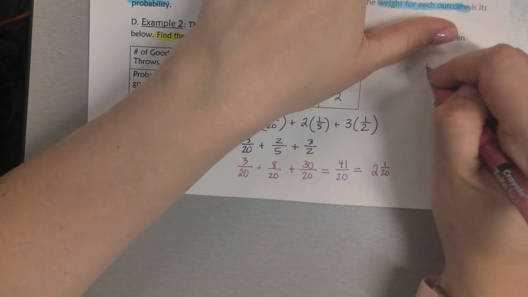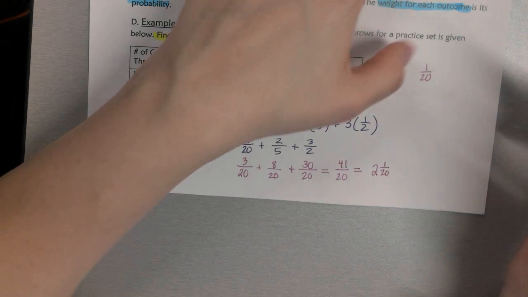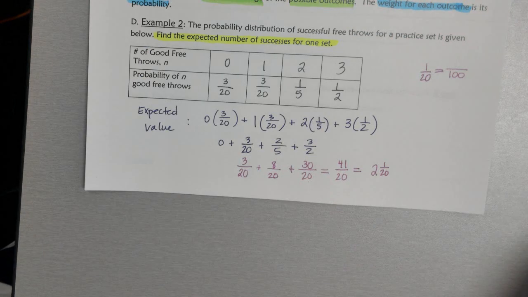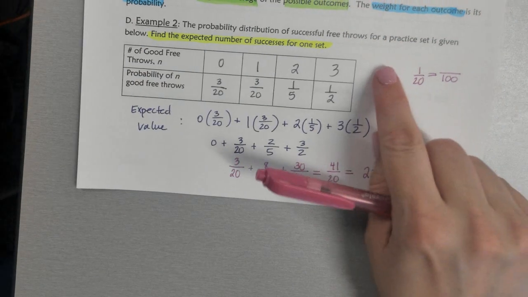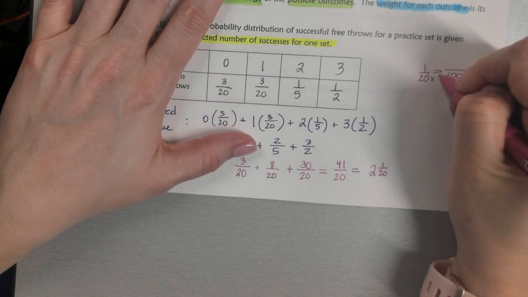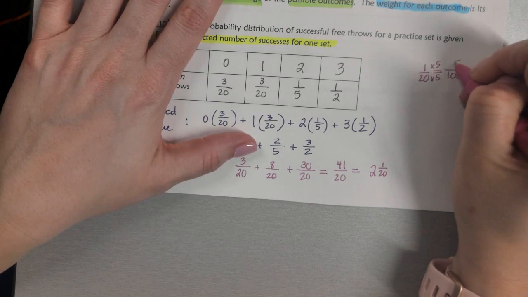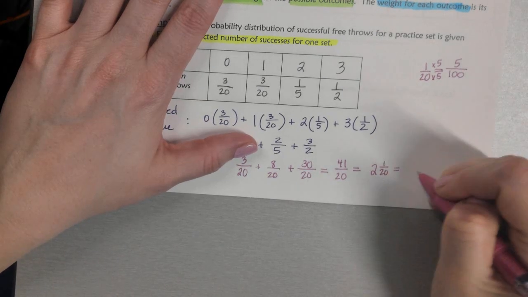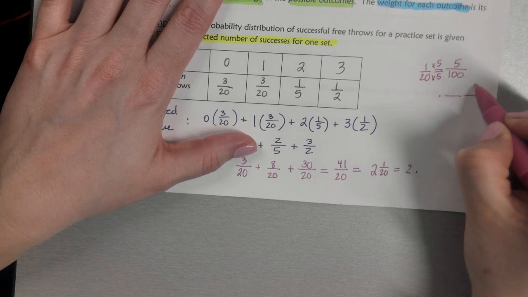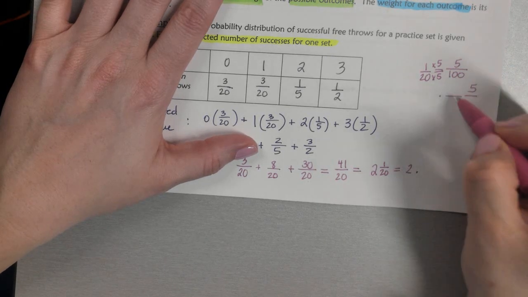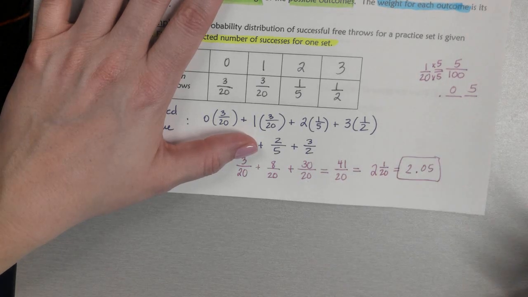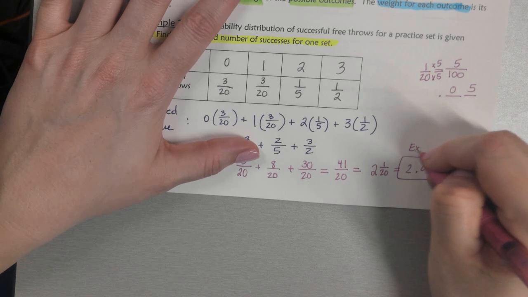So what I would do, if it's 1 over 20, I would try to make it into something out of 100. Because then I could write it in the hundreds place, right? So what would you multiply by 20 to get to 100? 5. So if you multiply this by 5, if 5 goes in the hundreds place, this would be 2 point. So if you put 5 in the hundreds place, what has to go here? 0. Okay, so the expected value is 2.05.